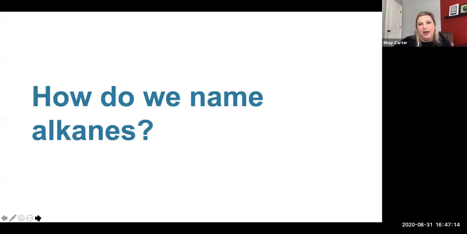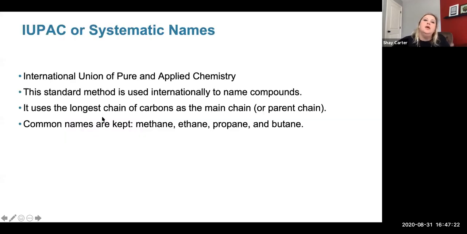So how do we name alkanes? So this is our first kind of big dive into nomenclature. So let's get started. When we're talking about nomenclature, we need to talk about IUPAC. IUPAC is the International Union of Pure and Applied Chemistry, and they're the governing body that determines what names are acceptable and what names are not acceptable.